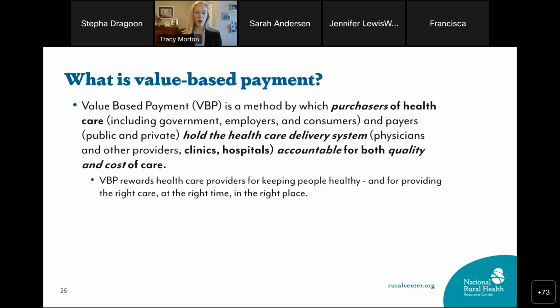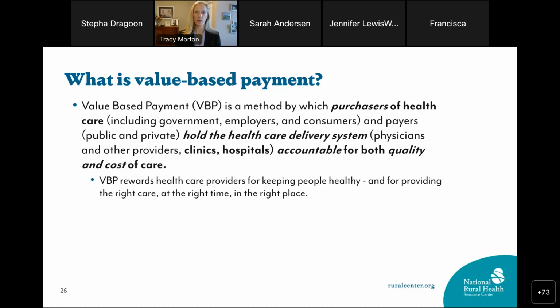So I want to back up a second. I know I've used the word value-based payment a variety of different times, so I want to explain it in case you need a definition. Value-based payment is a method, and I'm just going to read this here, by which purchasers of healthcare, so that includes myself as a consumer, it includes our employers who are purchasing healthcare for their employees, and it includes the government, and payers, either public or private, hold healthcare delivery systems, individual physicians, clinics, hospitals, accountable for both quality and cost of care. So that's what value-based payment means.